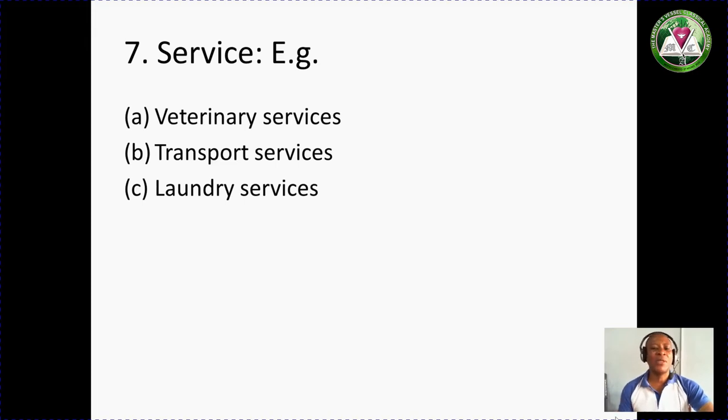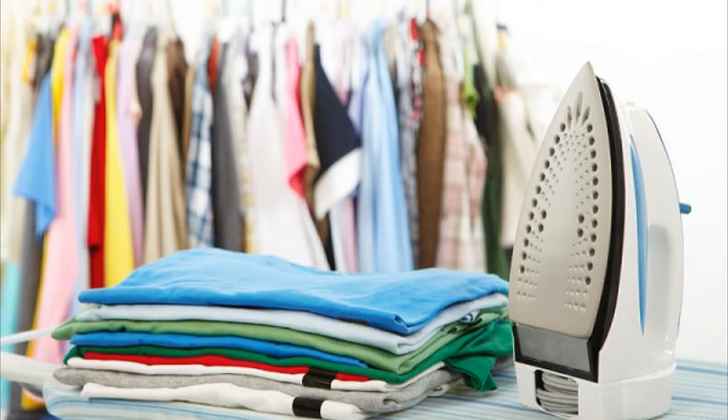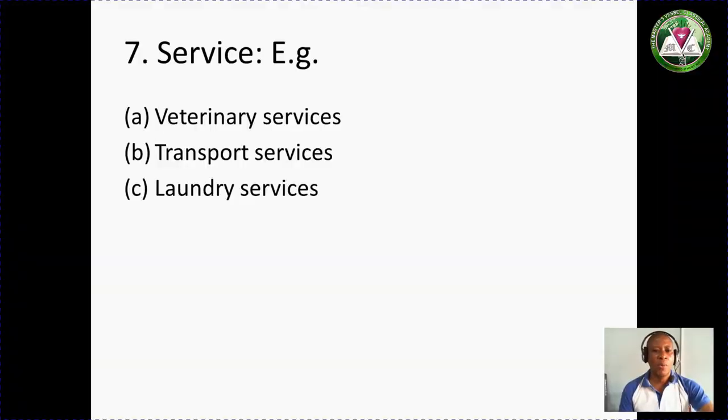We have transport services. We have laundry services. By transport services, we know that somebody can buy a car, give it out to a transport company to take care of it and give him returns at the end of the month. Or that person can use his hand to drive his vehicle to make a living as a taxi driver. Then we have laundry services, they take care of our wears, making sure that they wash them, iron them, and package them well for us to collect and wear. So these are some of the areas that fall under services.